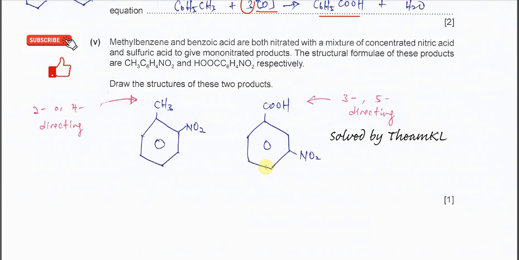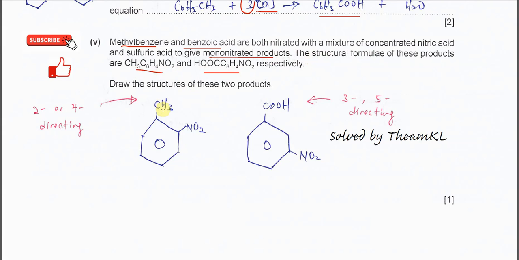Part 5. Methylbenzene and benzoic acid are both nitrated with a mixture of concentrated nitric acid and sulfuric acid to give mononitrated products. So just 1 nitro group only. And the structural formulae, they are this and this. Draw the structure for these 2 products.